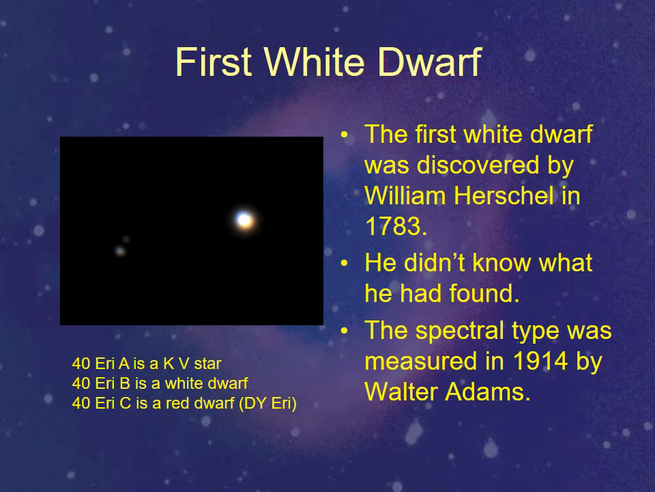The very first white dwarf was actually discovered by William Herschel. He didn't know what he found. He just noted that the star 40 Eridani was actually a triple star system. We have the main star, which is a K-type main sequence star, and it has a companion star that's a white dwarf star, and there's another star there that's a red dwarf. The spectrum of all these stars was first measured by Walter Adams, who was surprised that the dim star there was much hotter than the primary star. Normally that would have made it much, much brighter, but it wasn't. It was actually dimmer, indicating that it was a tiny little thing.